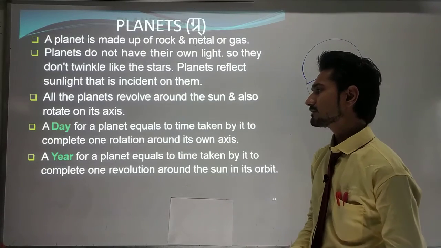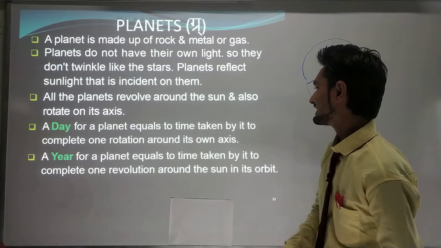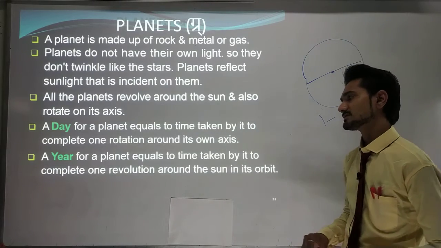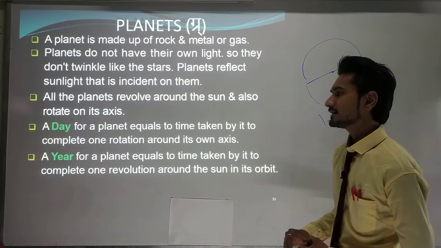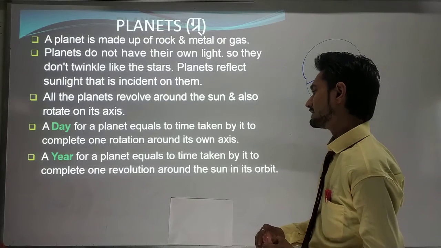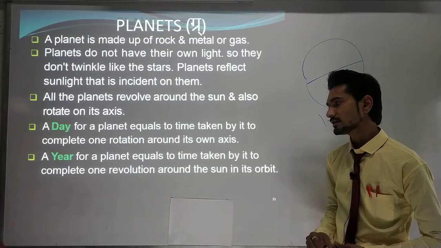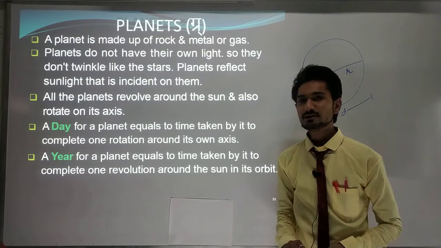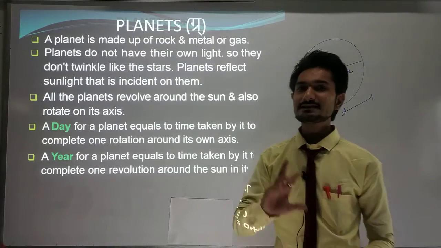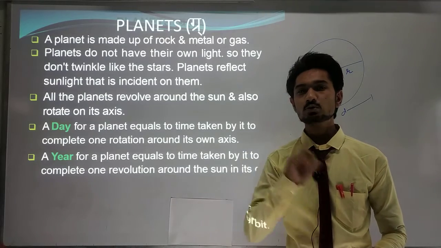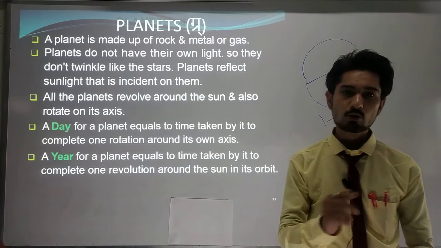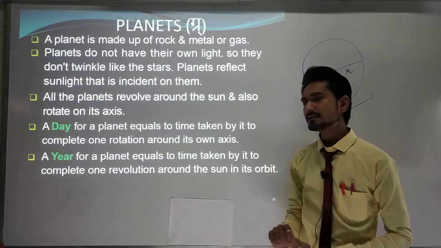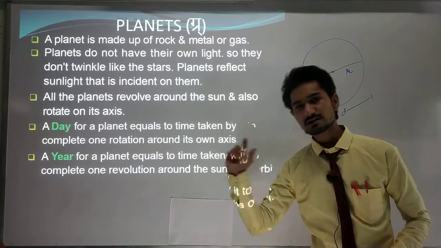A day for a planet equals the time taken by it to complete one rotation around its own axis. A year for a planet equals the time taken by it to complete one revolution around the sun in its orbit. Day means what? It is the time it takes to rotate on its own axis. While a year means what? It revolves around the sun.